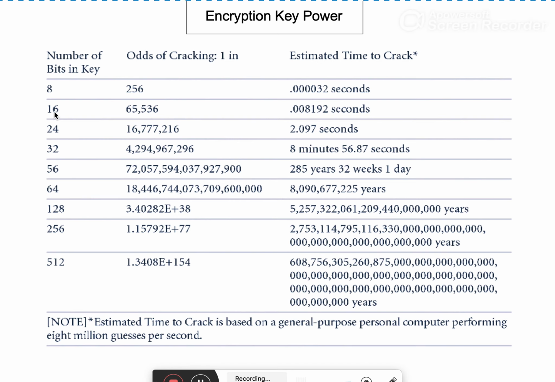If we have a 16-bit key, we have 2 raised to the power 16 total possible keys, and to break that key it will take again a few milliseconds. And if we have a 24-bit key, then the total possible number of keys will be 2 raised to the power 24, and if we have a system that is able to guess 8 million keys per second, it takes only 2 seconds.